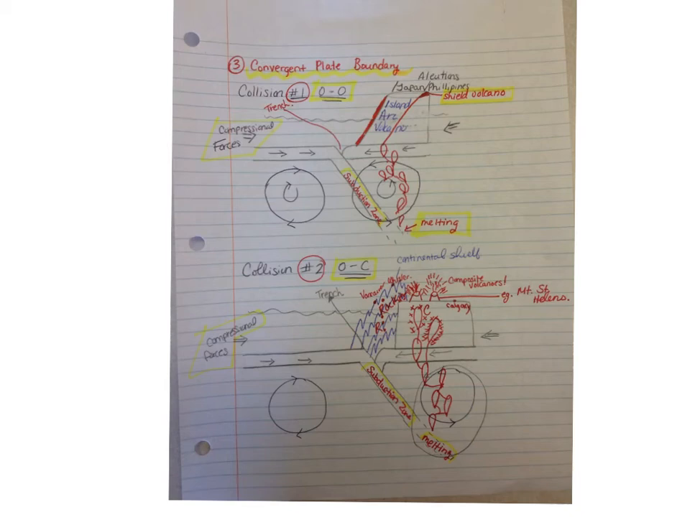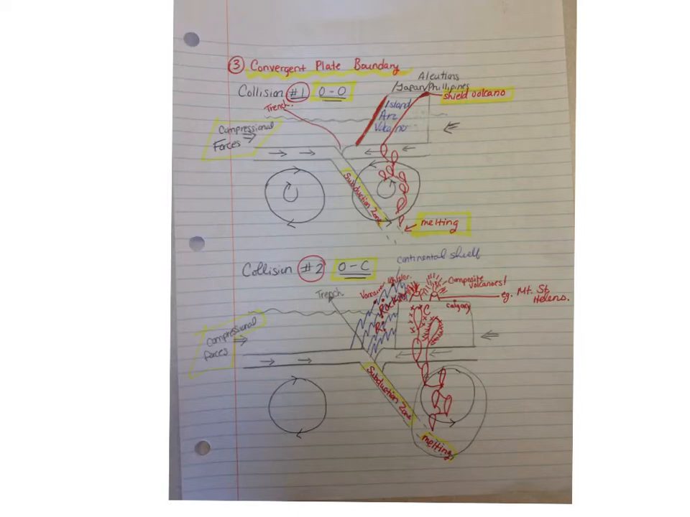So here we have a convergent plate boundary, and a convergent plate boundary is when two plates come together with compressional forces. Now there are three different types of convergent plate boundaries, and we call those different types different collisions. So you can have an ocean collide with an ocean, or an ocean collide with a continent, or a continent collide with a continent. So in this video, we're going to look at an ocean colliding with an ocean, and then we're going to look at an ocean colliding with a continent.